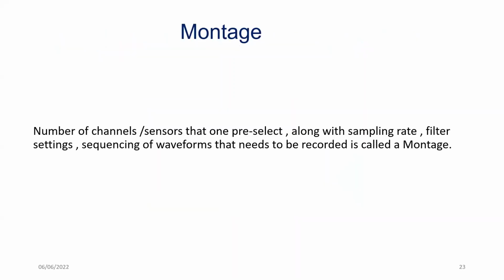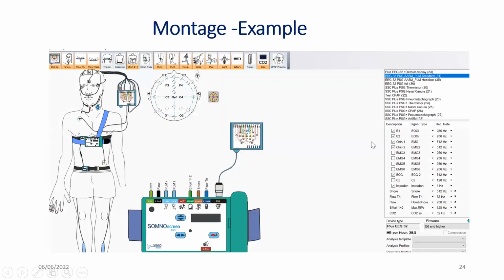So second is montage. So what is montage? The number of channels, sensors, then what is pre-selected along with the sampling rate, which we have seen, filter settings, and sequencing of waveforms that need to be recorded is called a montage. So this is an example of a montage. You can see these are different sensors. We have put the EEG head box, the snoring head box, flow thermistor, pressure, thorax, abdomen, and all other sensors which we have put here.